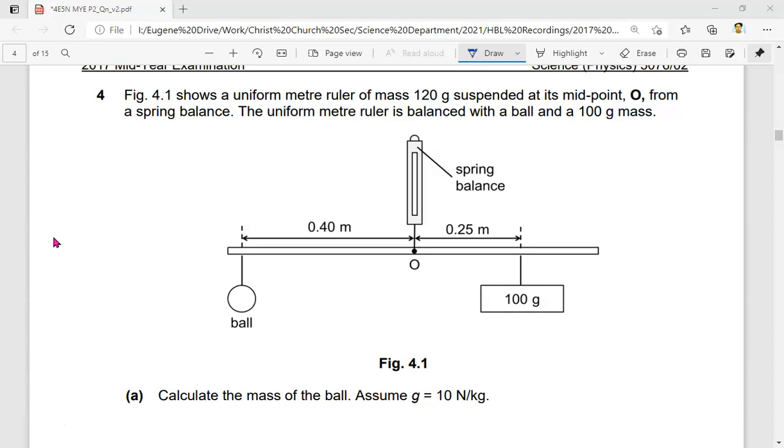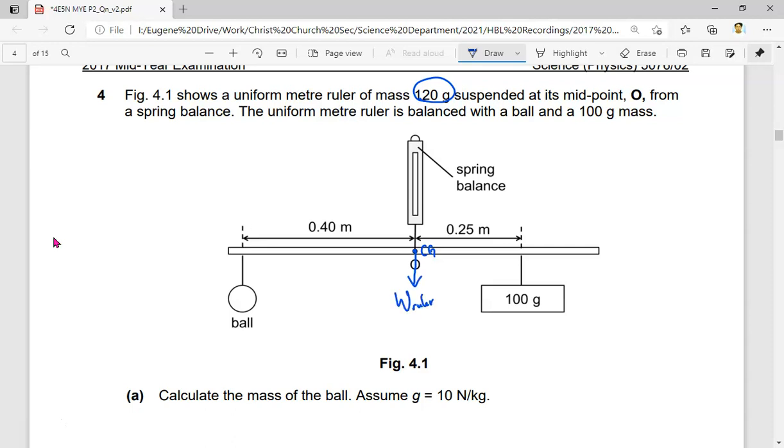Okay, so suspended at its midpoint. So O is the midpoint. And the mass of the ruler I know is 120 grams. So what it means is that this point O is also the center of gravity, which means that the weight of the ruler is acting here.